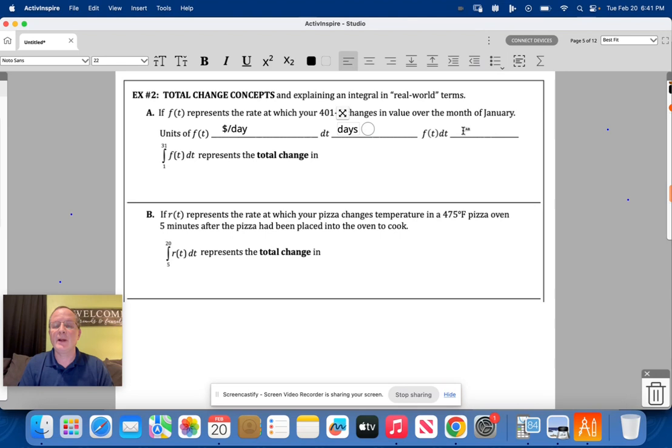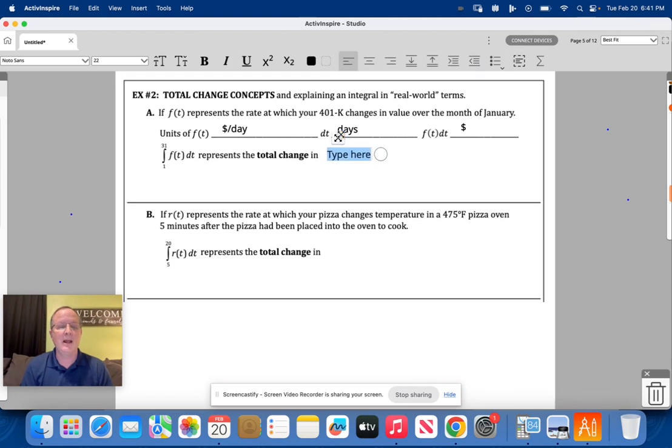And then right here, if you were to multiply those two together, guess what happens? The days cancel. So you're left with f of t dt being dollars. That kind of symbolically shows how all of this is working. So the f of t dt actually is serving a pretty good purpose here.